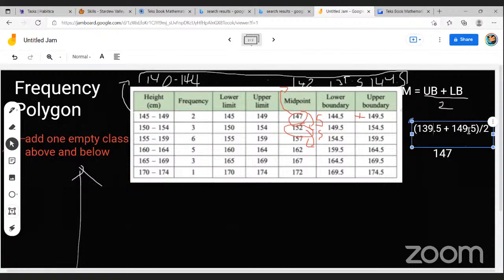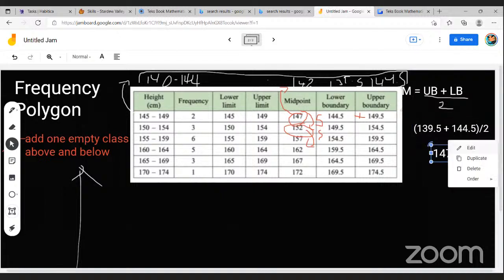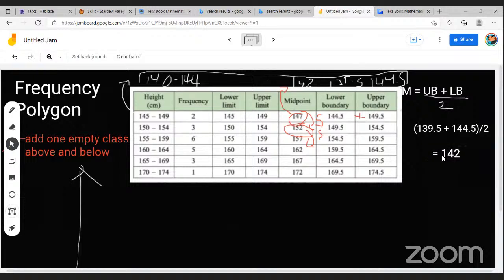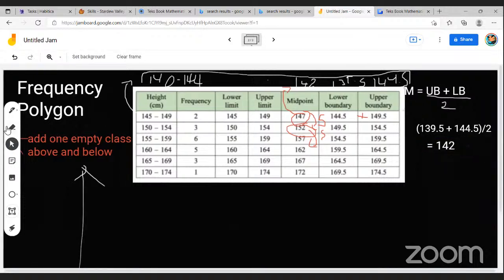Okay, so let me just show that properly. 139.5 and then 144.5. And then you'll get 142. Okay, any question about this part? About finding the midpoint? No, I get it. All right. Okay, good. So we go to the next part.